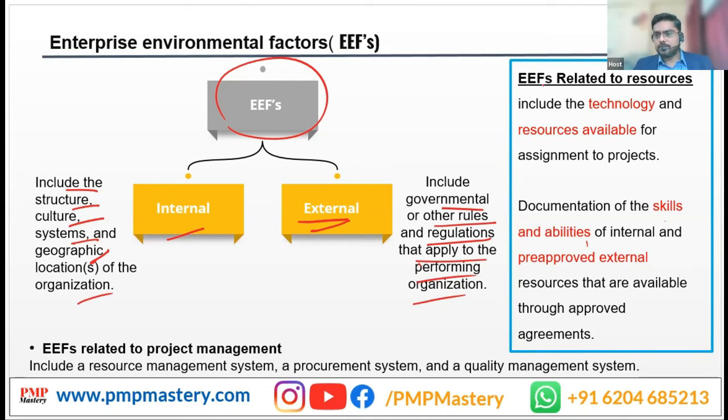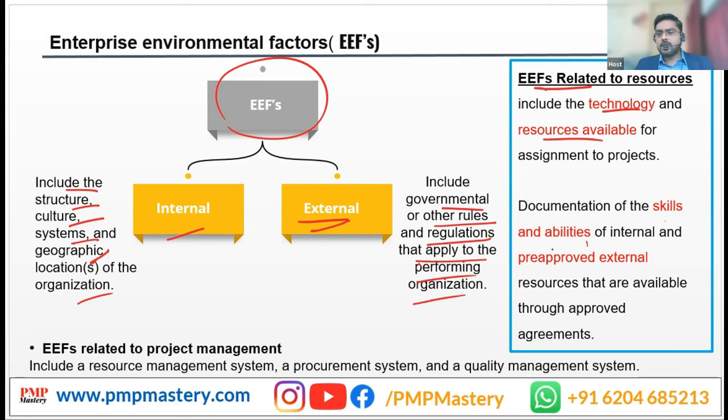Related to resources, we have EEF related to resources also, including the technology or resources available for assignment to the project. So whatever technology you have in your organization, whatever resources are available in your organization, you are bound to use in your project. You can't say, I will not use this technology. I will not use these people. I need new manpower. Will they listen to you? You are just a project manager.